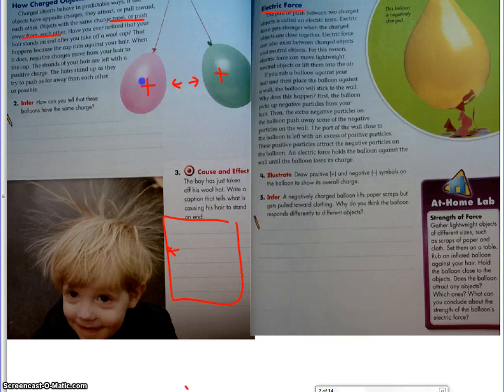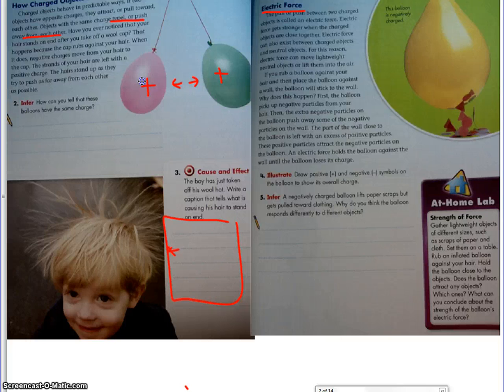Now, this next section, again, I have a subheading. This whole section is about electric force. So I'm going to read. The pull or push between two charged objects is called an electric force. Electric force gets stronger when the charged objects are close together. Electric force can also exist between charged objects and neutral objects. So again, I guess as long as there's an imbalance, so more positive or more negative. For this reason, electric force can move lightweight neutral objects or lift them into the air.